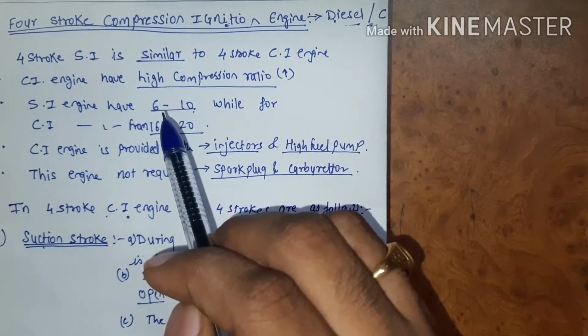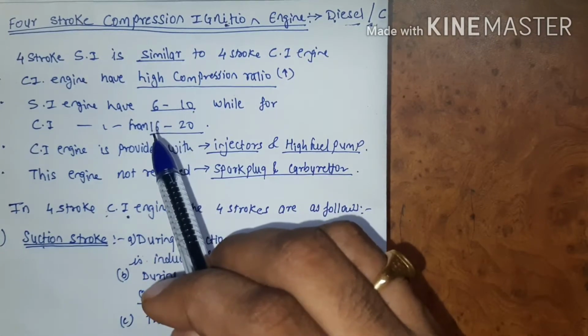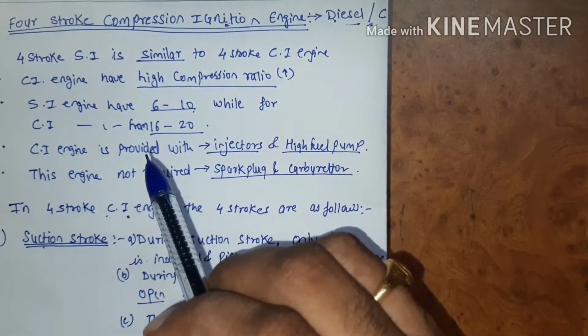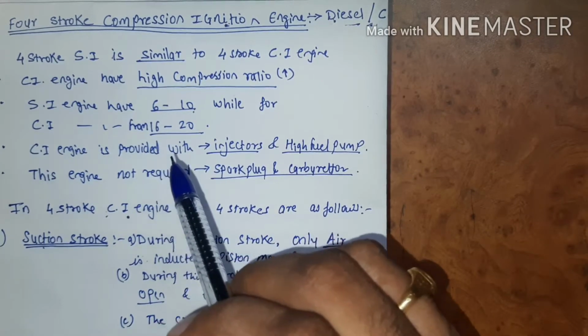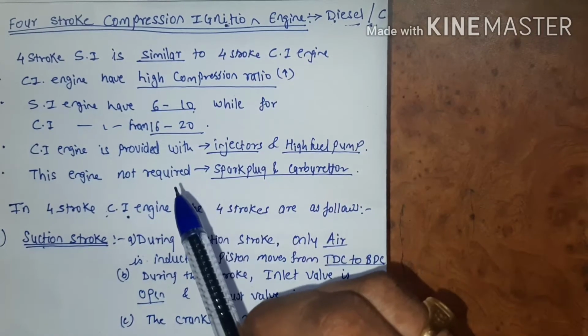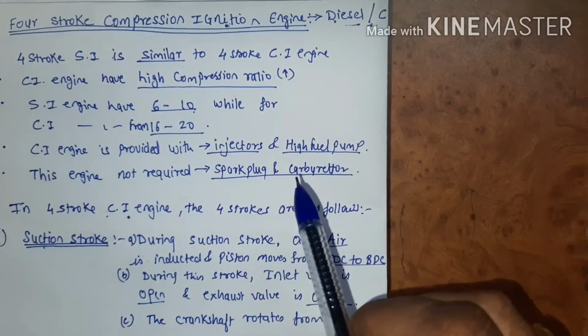The compression ratio of the S.I. engine is around 6 to 10, while the compression ratio for the C.I. engine is 16 to 20. The C.I. engine is provided with injectors and a high-pressure fuel pump, and the engine does not require the spark plug and the carburetor.